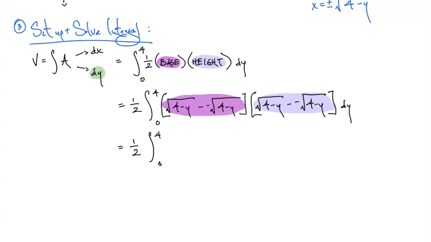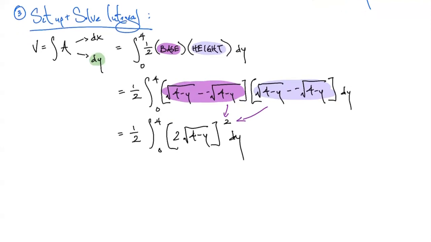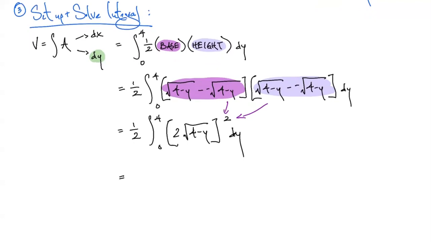Good. I'm going to end up with 2 square root of 4 minus y. And I'm going to go ahead and say I'm squaring that because I have this base and that height, which together make the square part. Okay. All right, we're going to do a little bit more simplifying here.